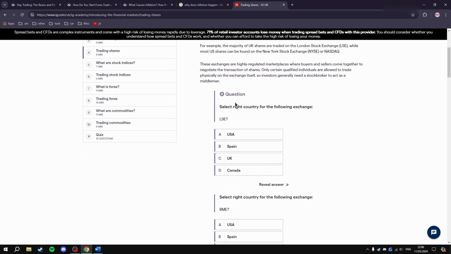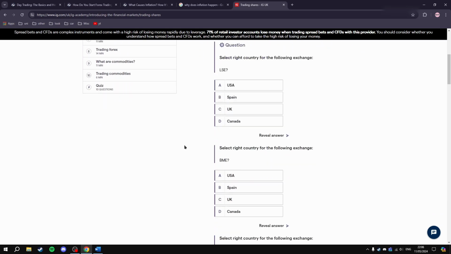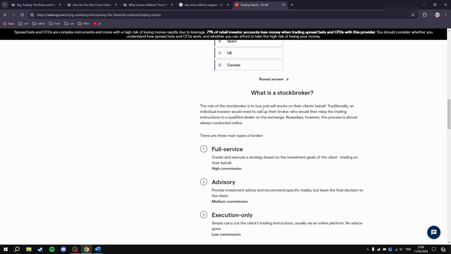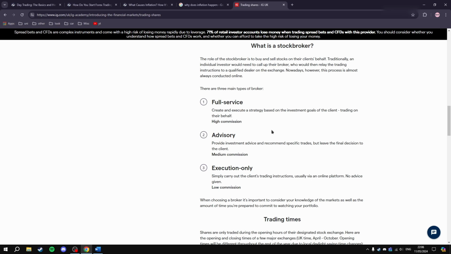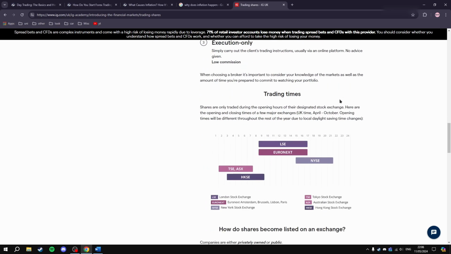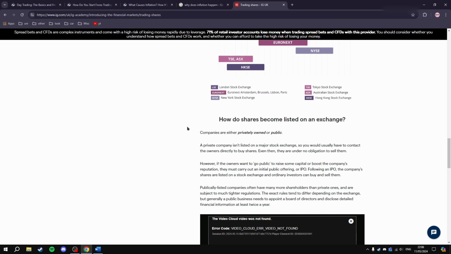And then we went through the little quiz that's in the actual lesson. Select the right country for the following exchange: LSE, BME, NYSE, TSX. What is a stockbroker? There are three types of brokers: the full service, advisory, and execution only. And then we looked at what trading times are available throughout the day and which session you should go to if you want to trade. How do shares become listed on an exchange?